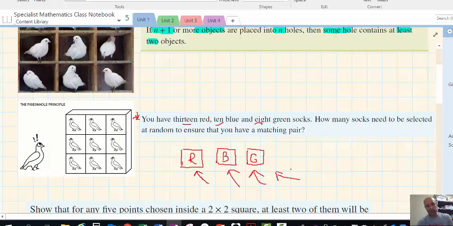So with the 4th one you will get a matching pair of some color. So the answer is 4 socks need to be selected.